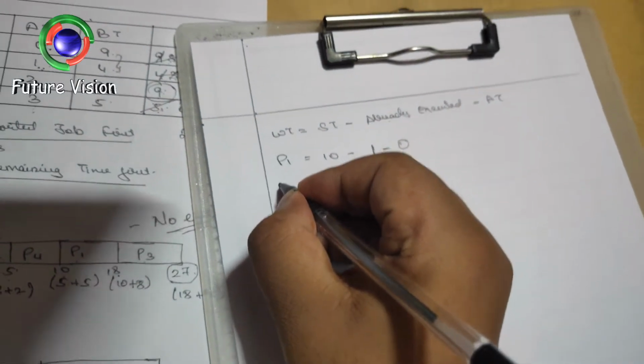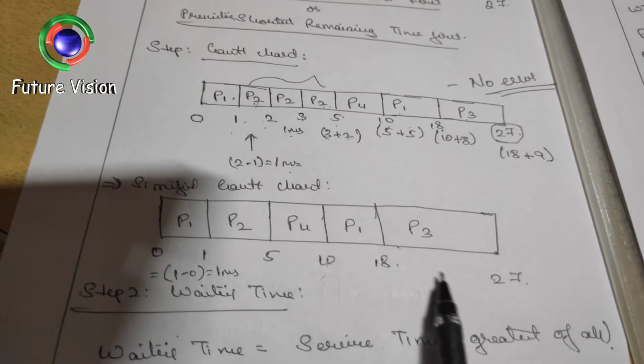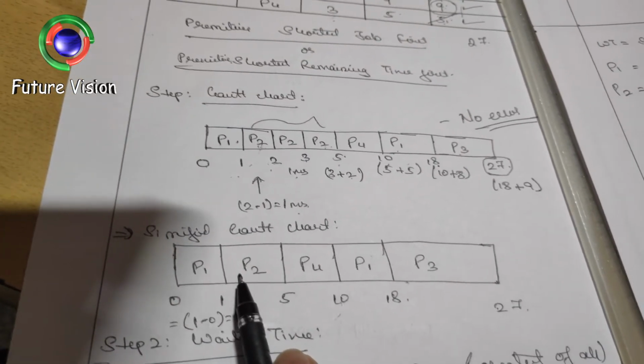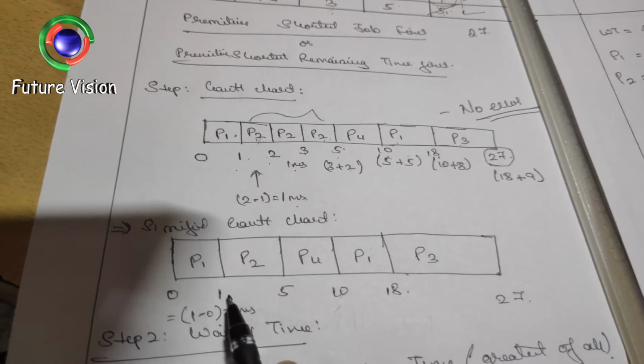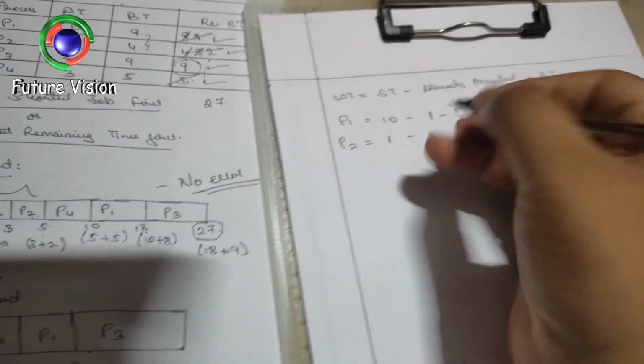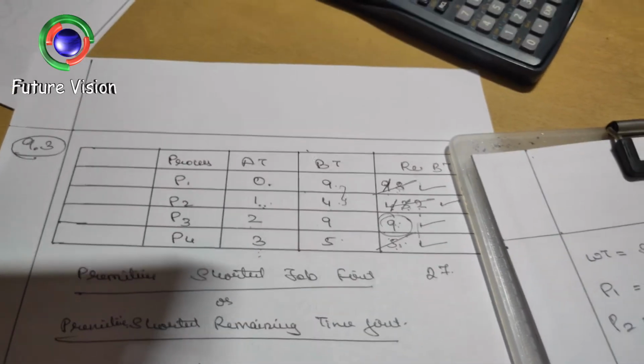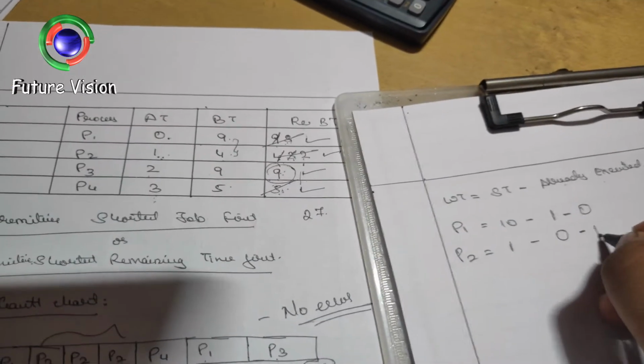Next we consider P2. In the simplified Gantt chart, there is only one occurrence of P2, right? So service time is 1, and there are no other occurrences, so already executed is 0. Next, arrival time is here. Arrival time of P2 is 1.